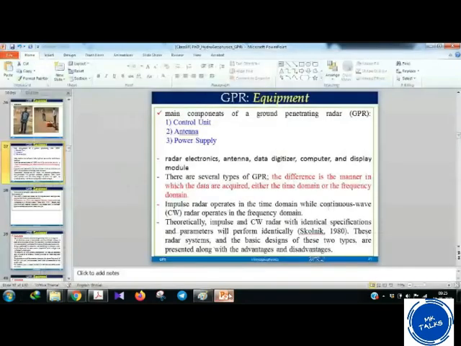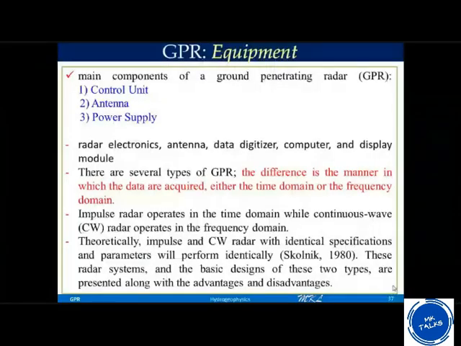Okay. So if I want to explain the GPR equipment, GPR equipment means data electronics, antenna, data digitizer, computer, and display module. The data digitizer, computer, and display module are basically included in the control unit nowadays. Okay. So GPR has several types. One is the impulse type, which we generally use, and another one is the continuous wave type.